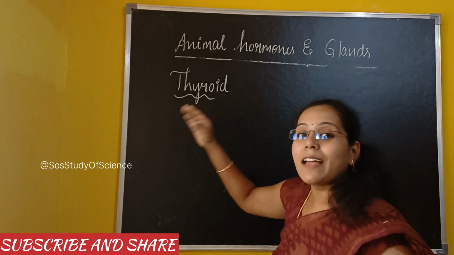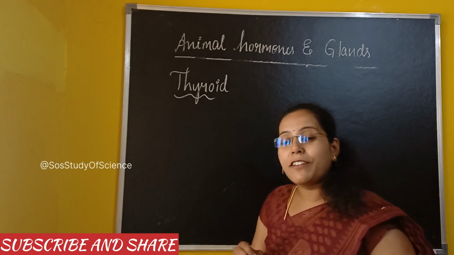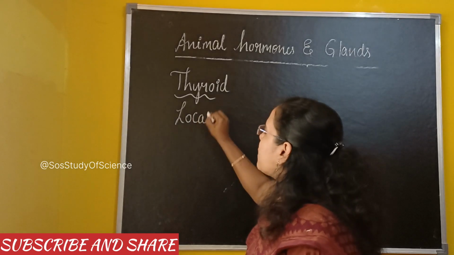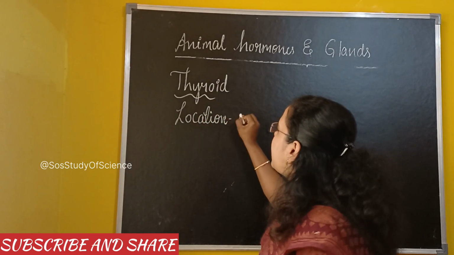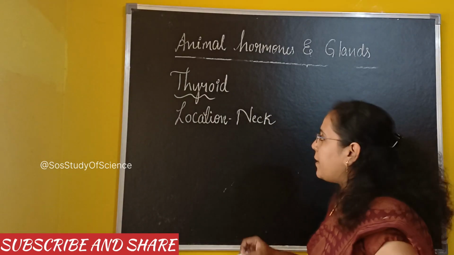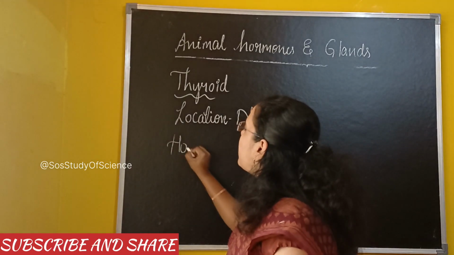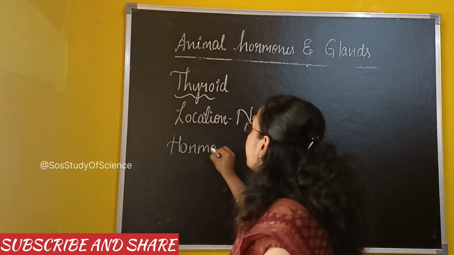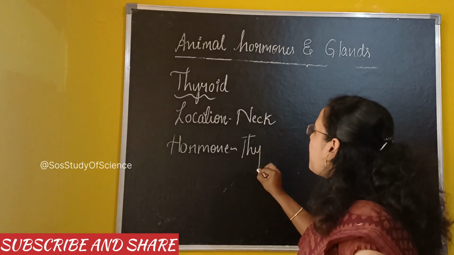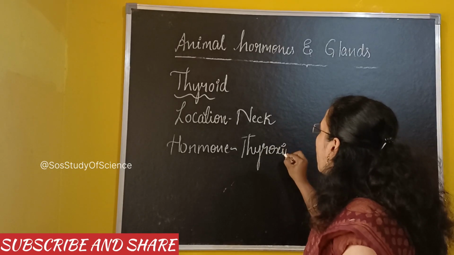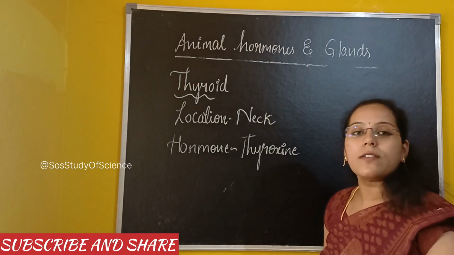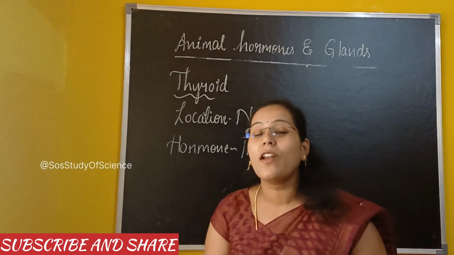Now when I talk about the thyroid gland, where is it located? The location of the thyroid gland is that it is present in the neck region. And what kind of hormone does this thyroid gland release? The thyroid gland releases or secretes thyroxine hormone. Remember, the thyroid gland releases thyroxine hormone. Okay, right. So what is the importance of this thyroxine hormone in our day-to-day life or in our body?